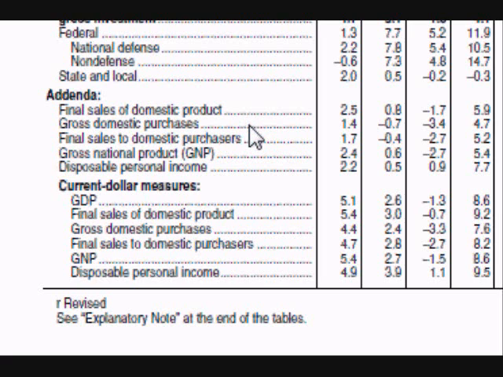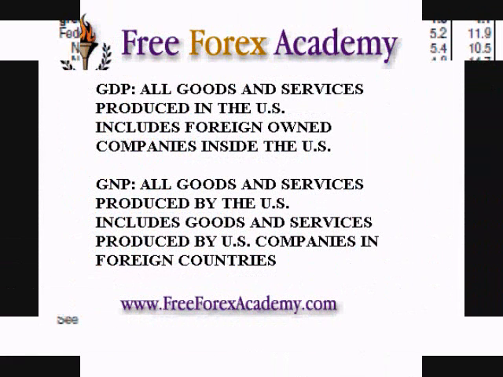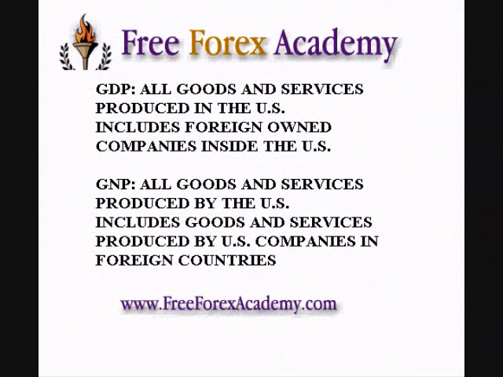The next section is the gross domestic purchases, which is all goods and services bought in the U.S. that were produced in the U.S. This section does not include imports or exports. The next section is the final sales to domestic purchasers. This is all goods and services purchased in the U.S., whether they were made in the U.S. or not. The next section is the gross national product.